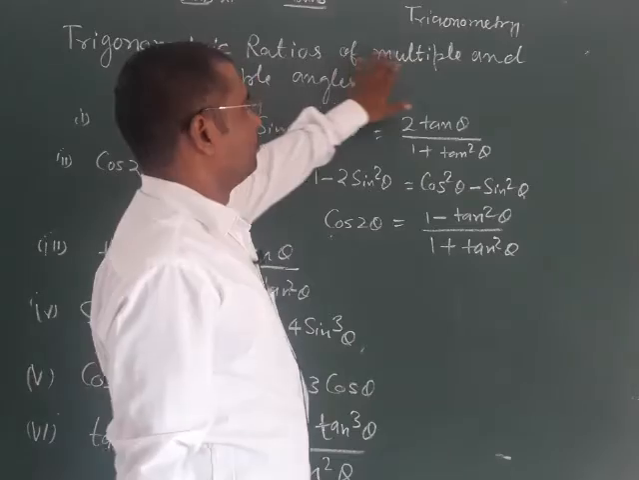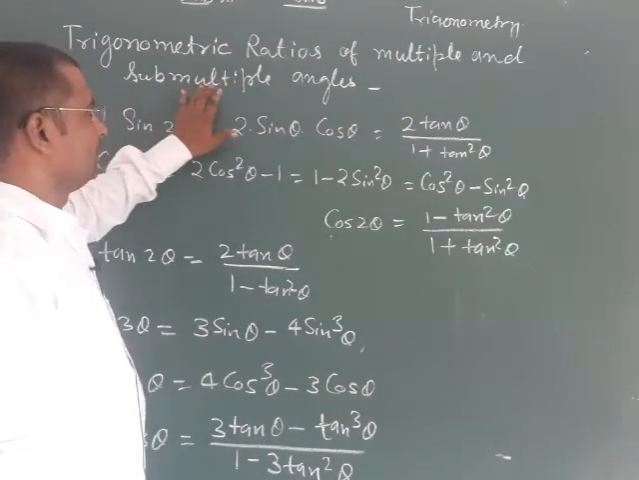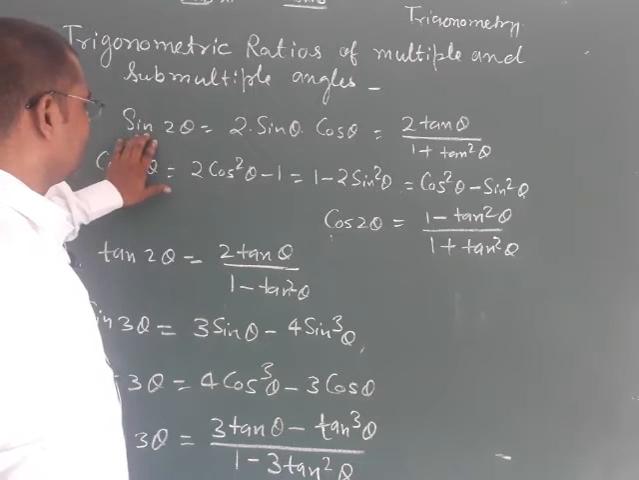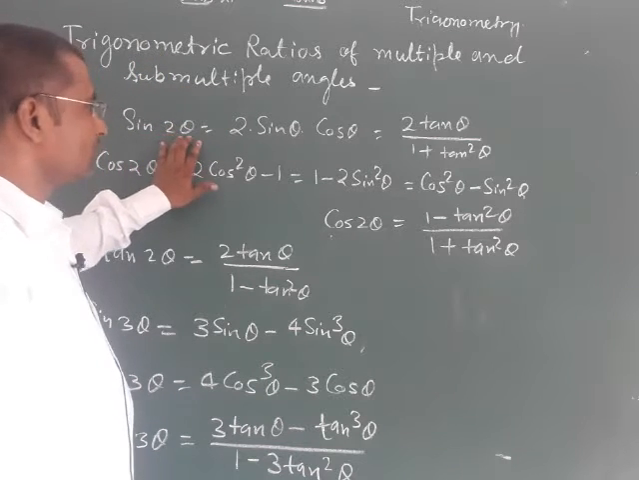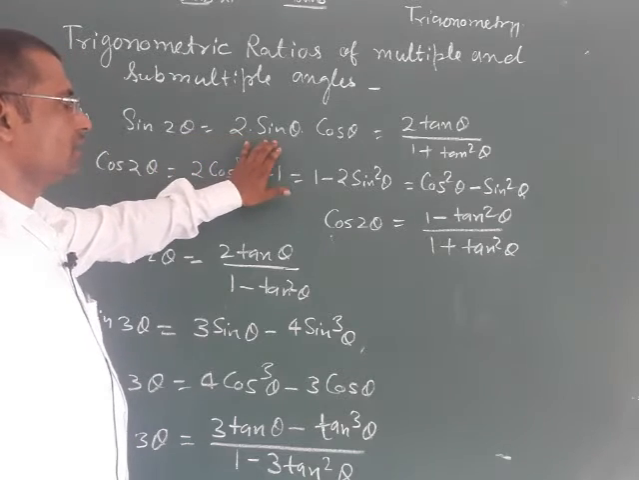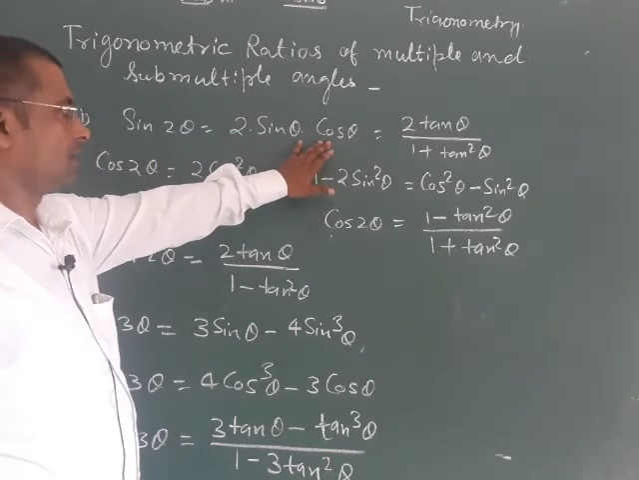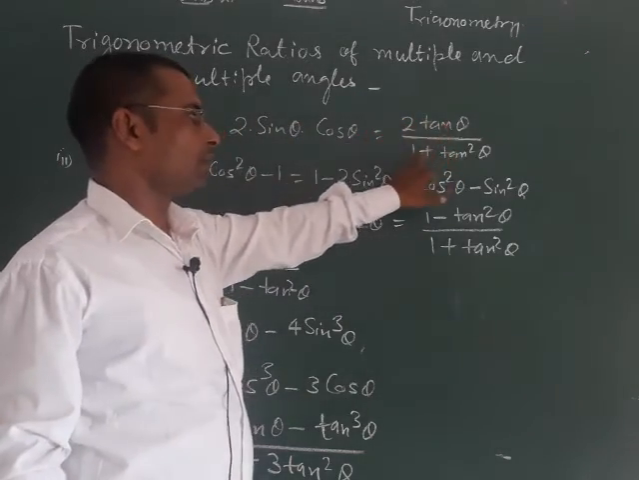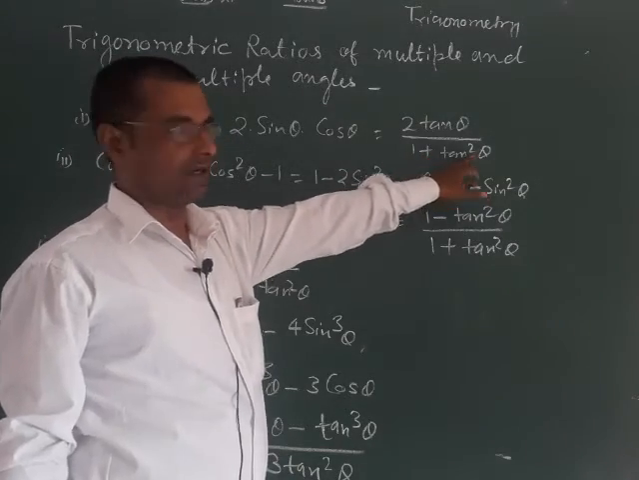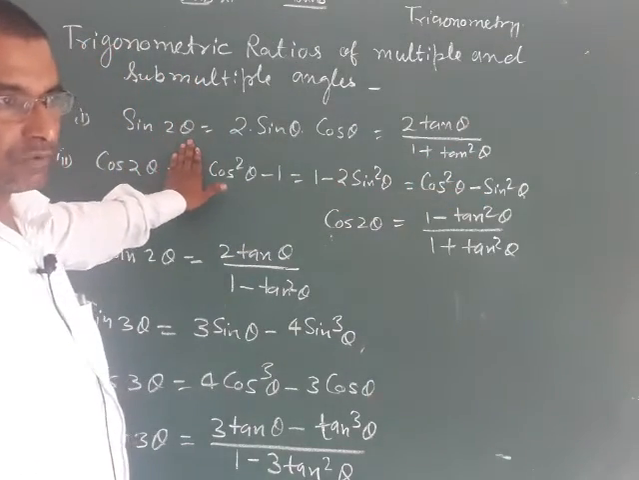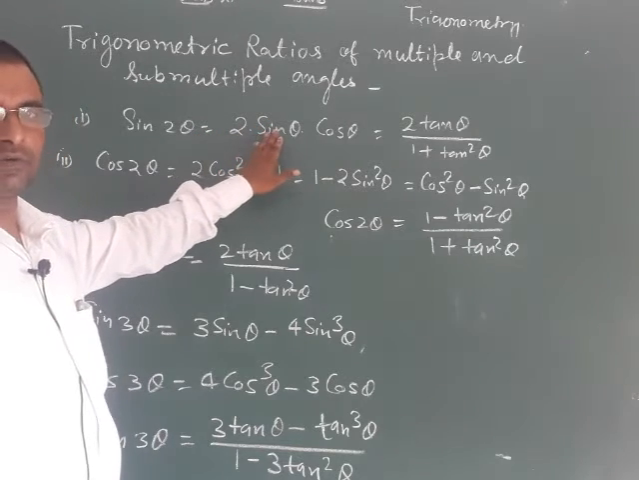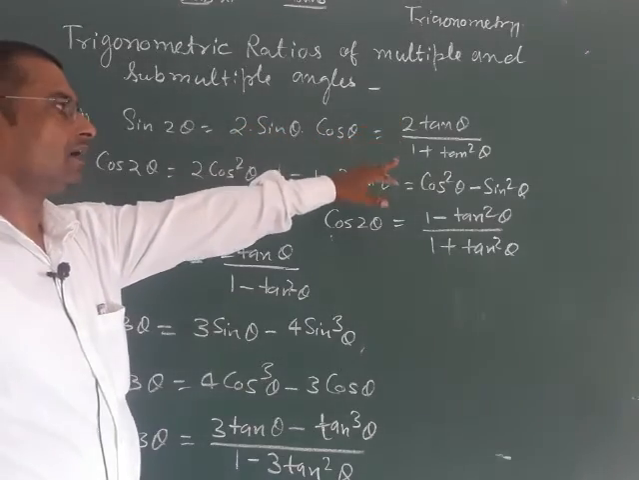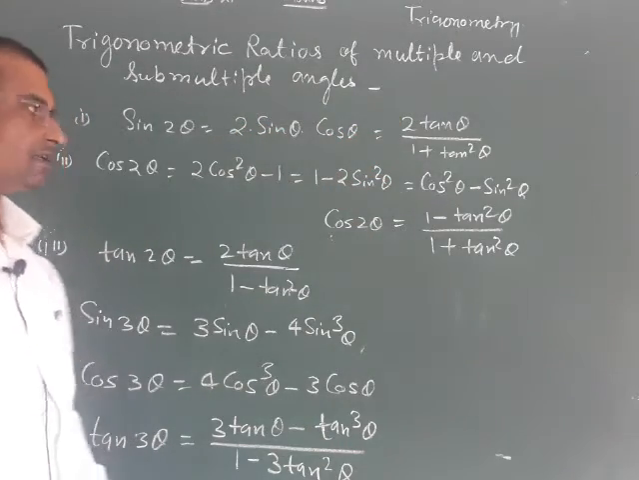Trigonometric ratios of multiple and submultiple angles. Multiple angle: sin 2 theta is equal to 2 sin theta into cos theta. And second formula, sin 2 theta is equal to 2 tan theta upon 1 plus tan square theta.